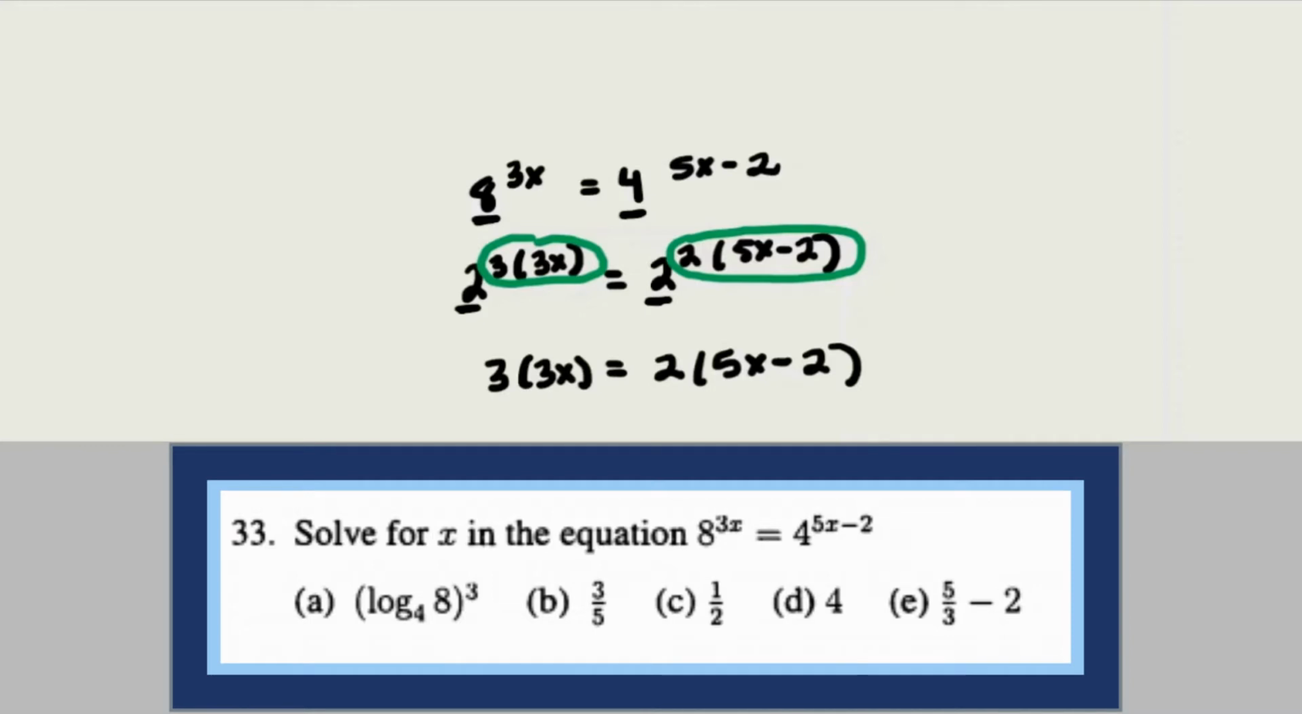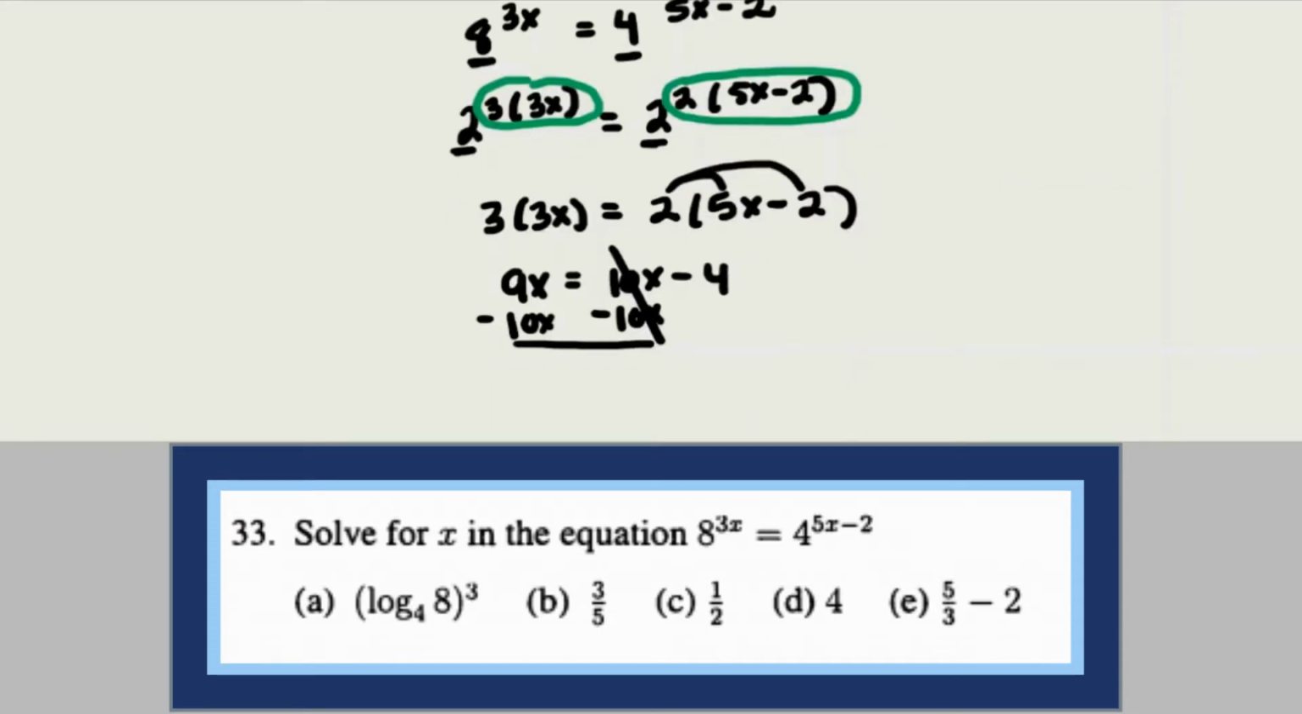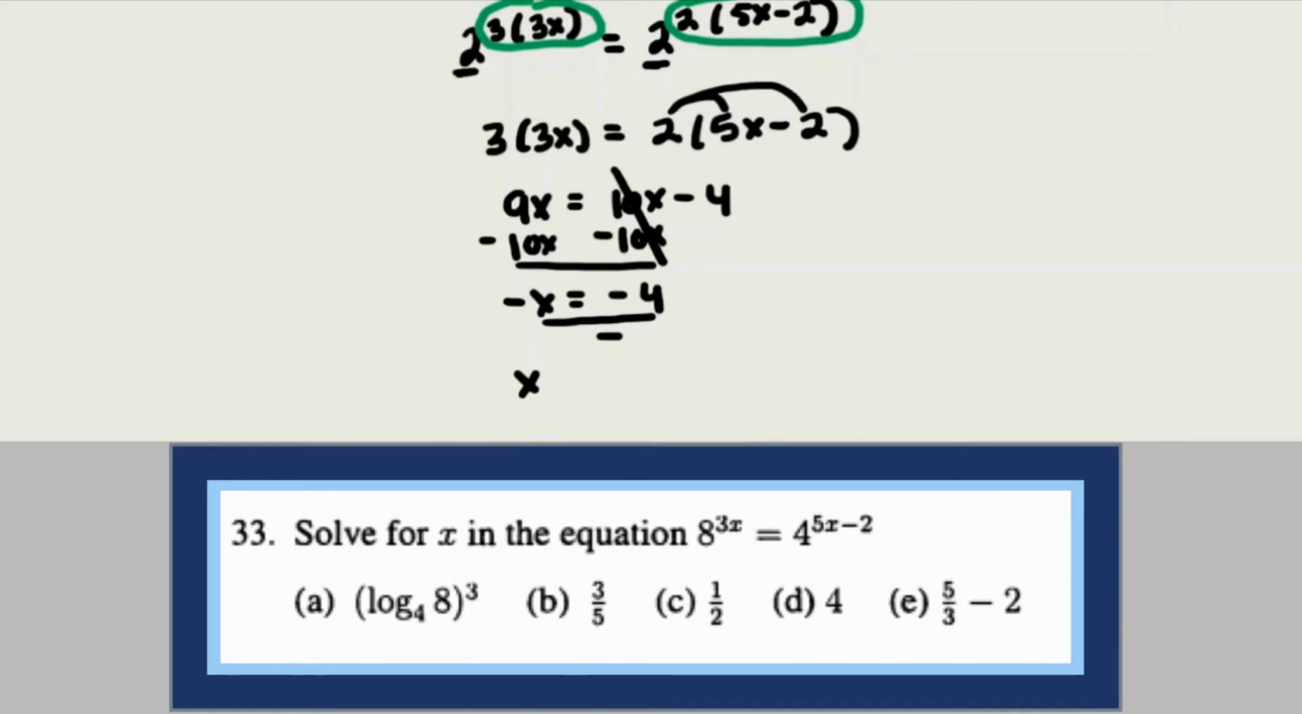And now we're going to solve for x. So 3 times 3x will give us 9x equal to, we're going to distribute this 2 to 5x minus 2, and that will be 10x minus 4. And then we can subtract 10x. That will cancel out on this side. 9x minus 10x is going to give us a negative x equal to negative 4. And then we'll divide by a negative, and we'll get x equal to positive 4 as our solution.